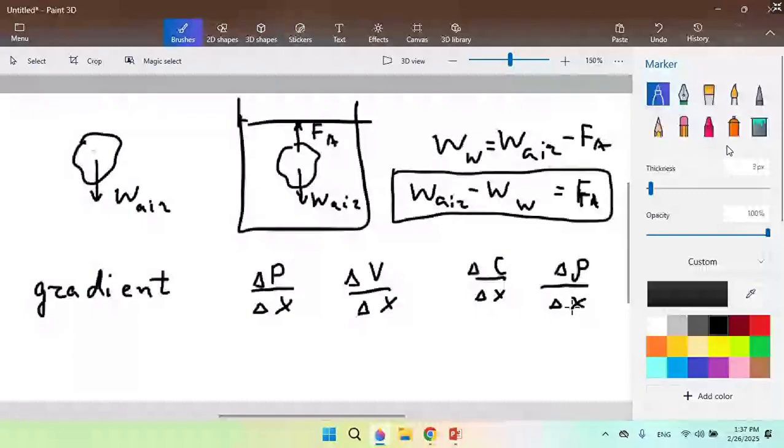This gradient can be introduced for any quantity if we consider in what way it changes over distance. Then we can talk about gradient. So pressure per unit length is pressure gradient. Velocity gradient is the change in velocity per unit length. Concentration gradient is the change in concentration per unit length or distance. So gradients are change over distance.